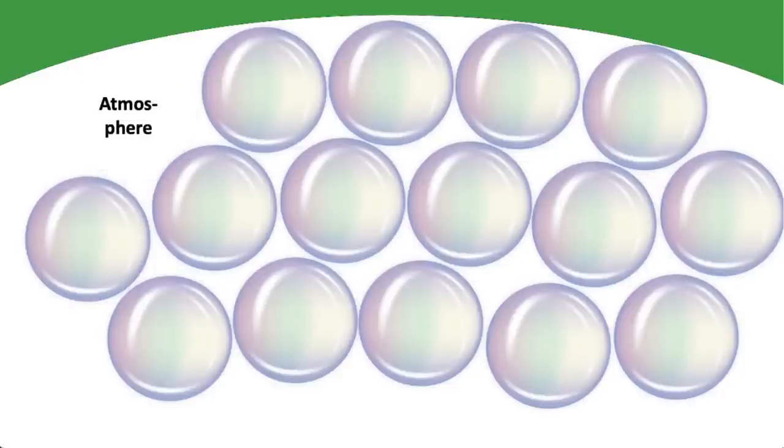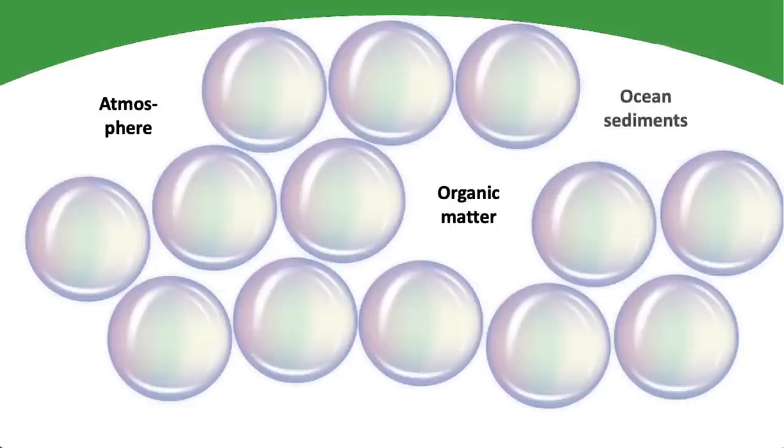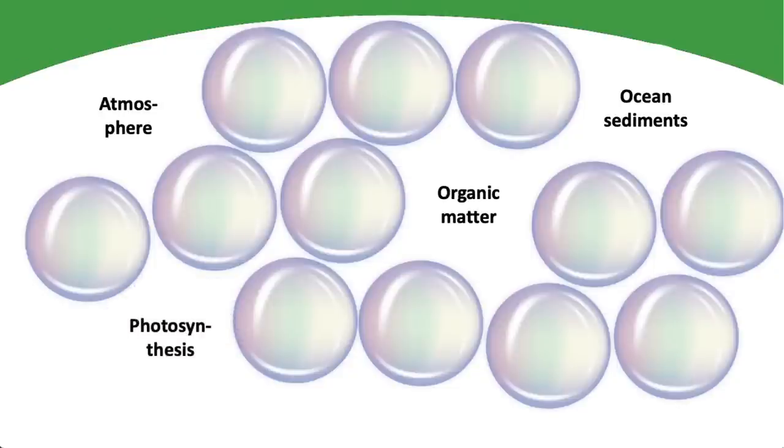So we had atmosphere. Next one, we had organic matter. So we had 2 different stores there, the biomass, 2 different stores within the carbon cycle. What's the next one, John? We had ocean sediments. Okay, another important store. And we had photosynthesis, a key process, a process associated with carbon sequestration, of course.